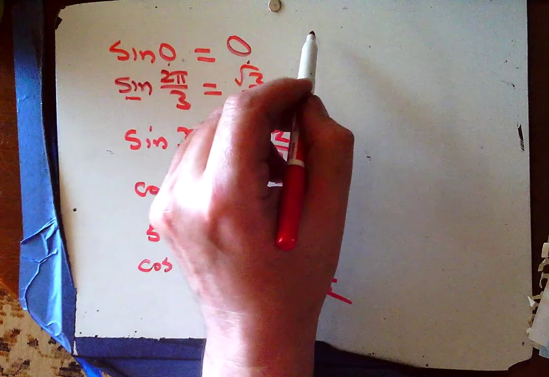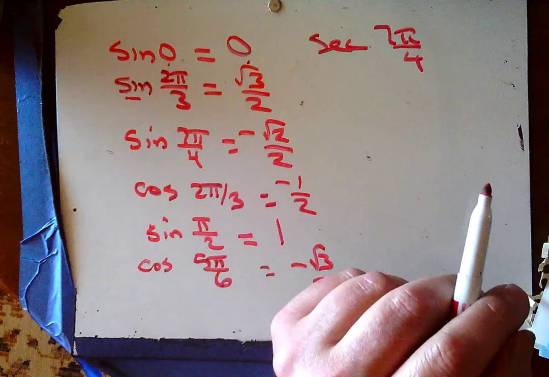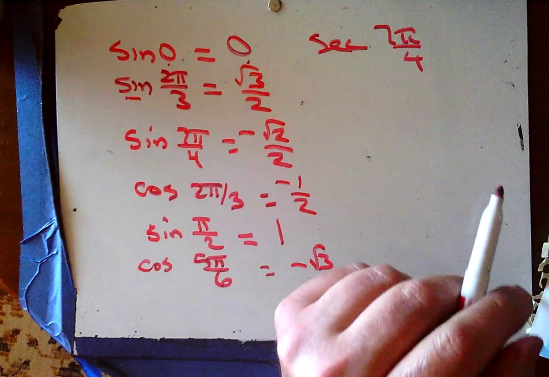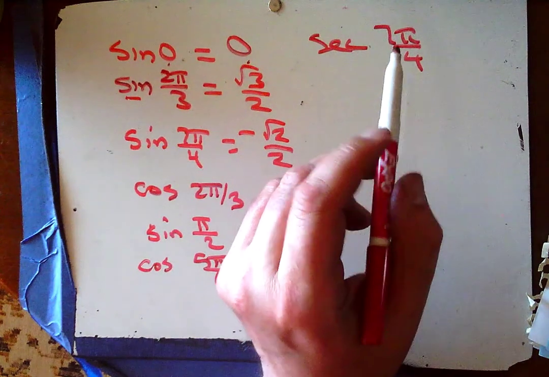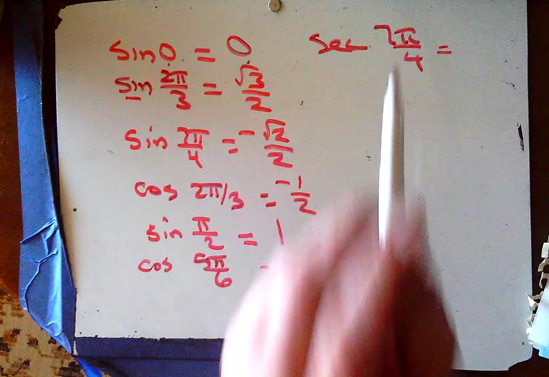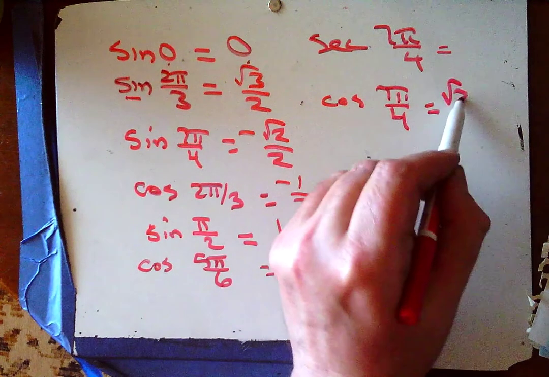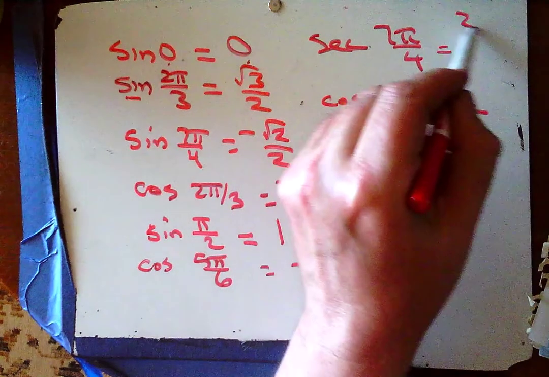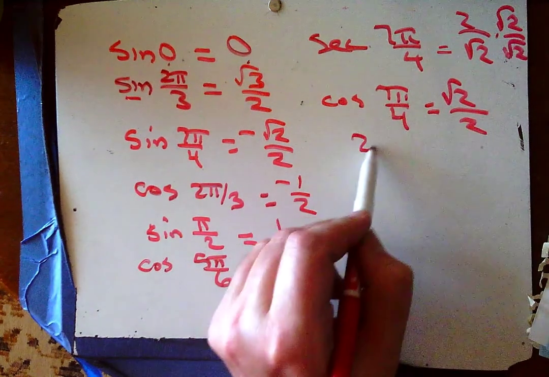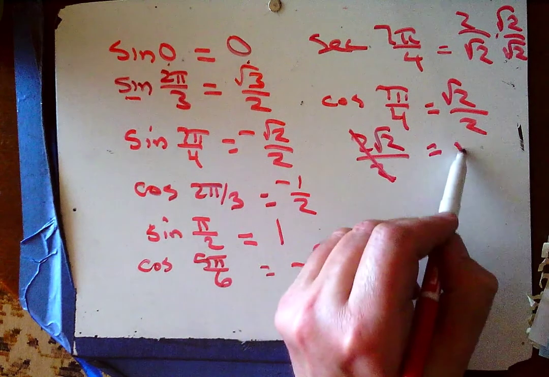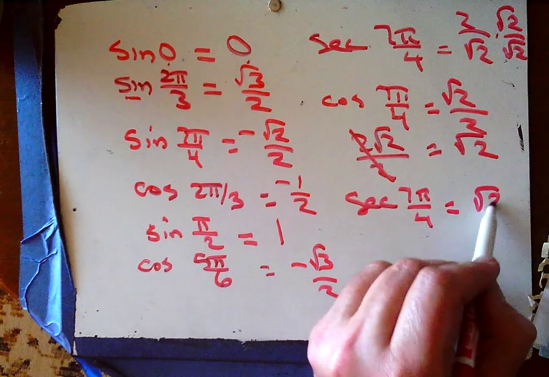Okay, how about secant 7 pi over 4? Secant 7 pi over 4. 5, 4, 3, 2, 1. Now I know that cosine 7 pi over 4 is root 2 over 2, so secant would be 2 over root 2, and if I rationalized, I'd end up with 2 root 2 over 2, or root 2. So secant 7 pi over 4 is simply root 2.